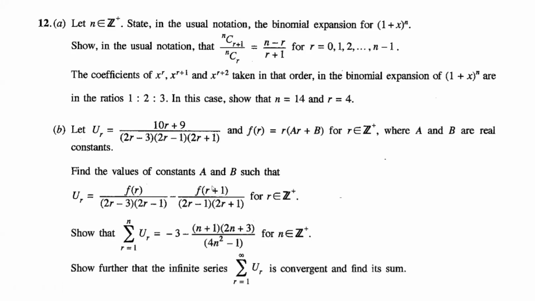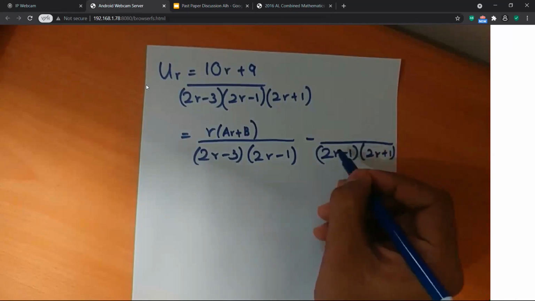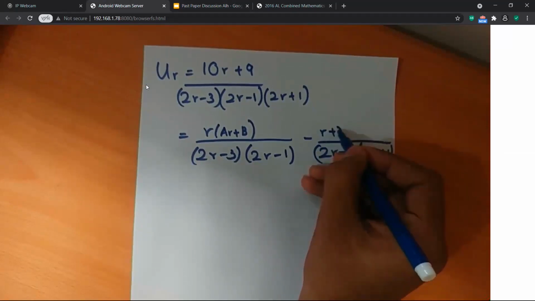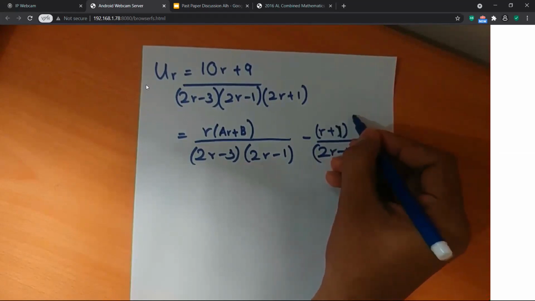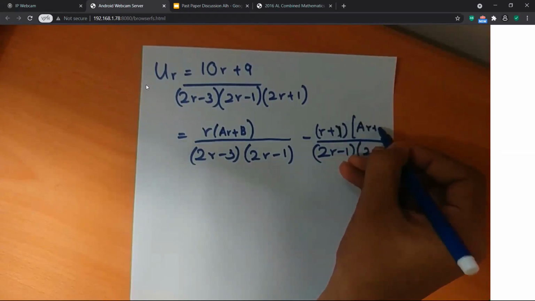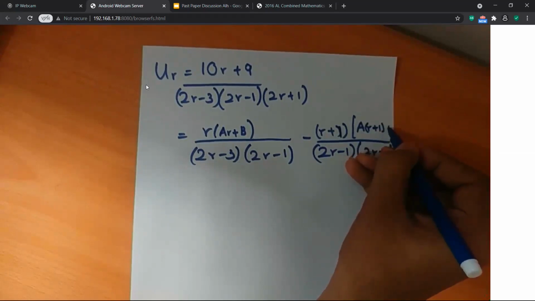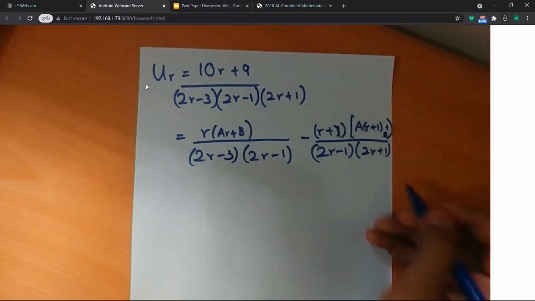So for fr plus 1, what is that? fr plus 1 is where there is r, substitute r plus 1. So r becomes r plus 1. Here r becomes r plus 1. So it will become over 2r minus 1, 2r plus 1. Plus 1 into here is now fr plus 1, right? So A times r plus 1, instead of r we put r plus 1 again, plus B. Okay. Sorry for the small letters.